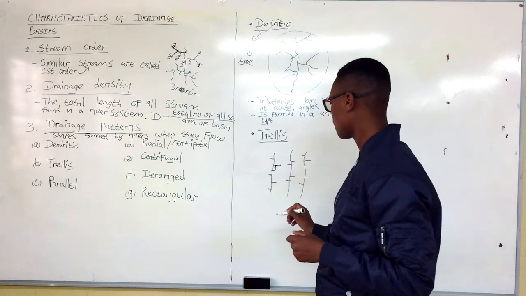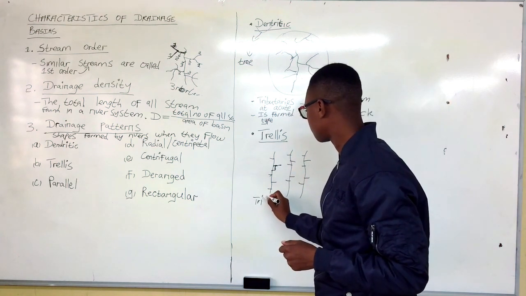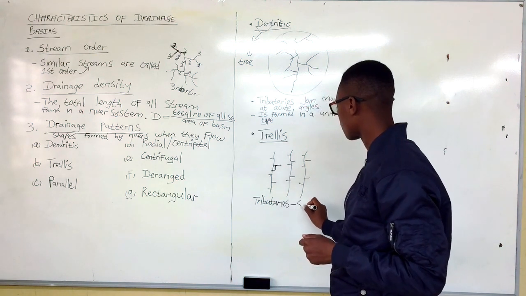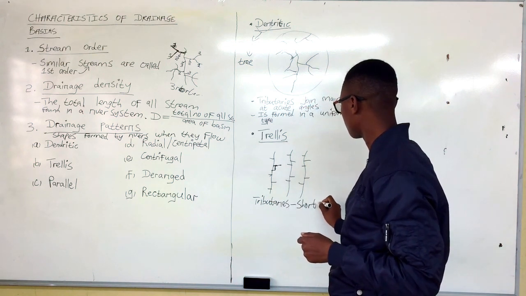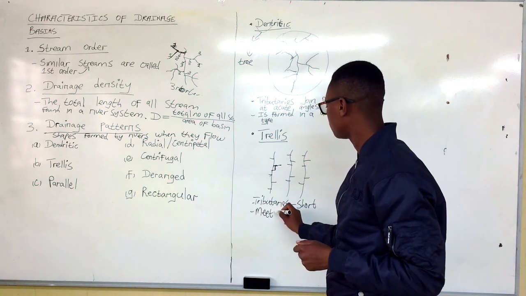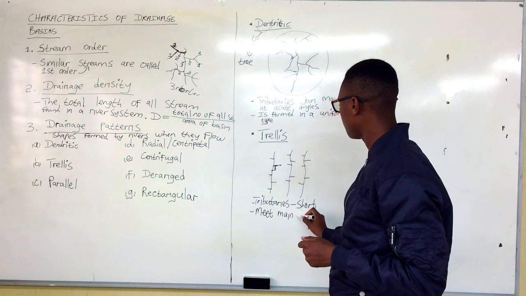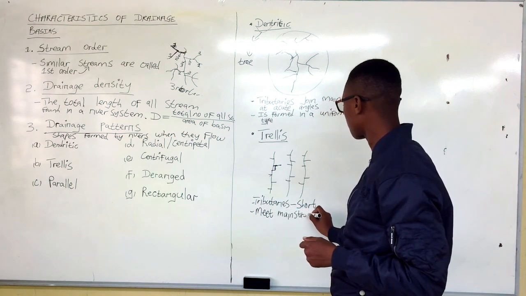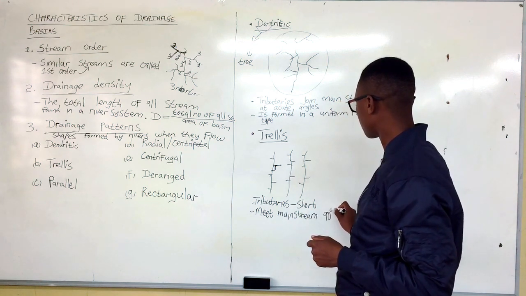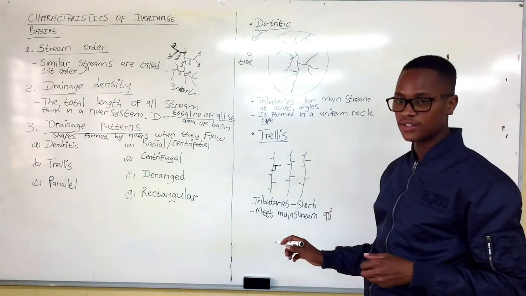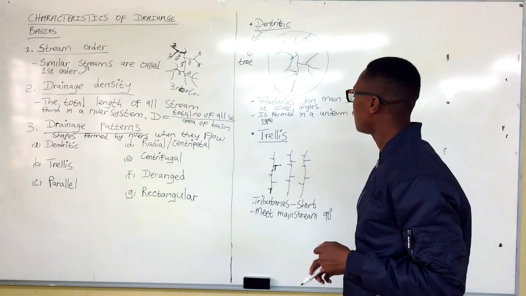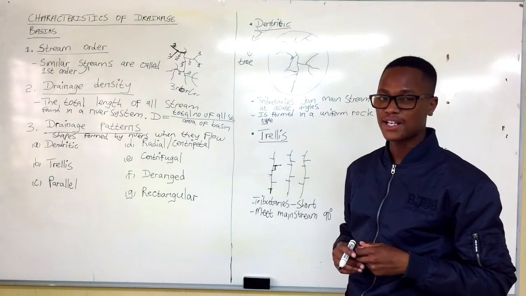That's our trellis. So the tributaries are short, and they meet the main stream at an angle of 90 degrees, or right angle. And then another pattern is parallel.